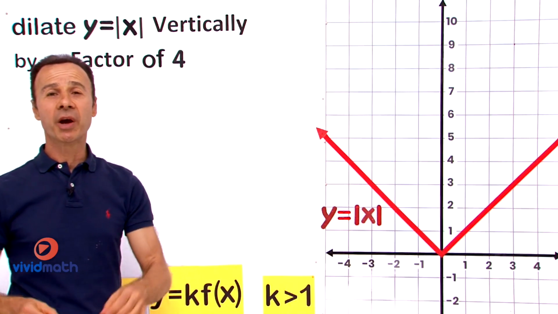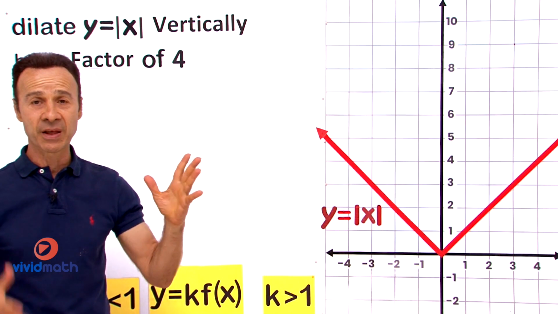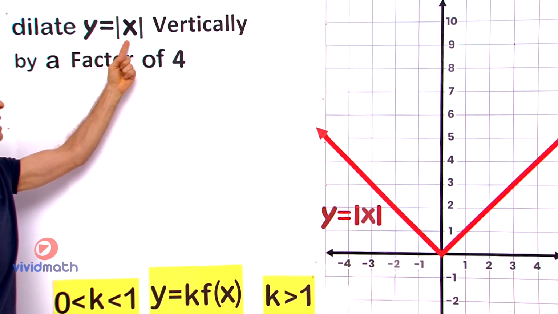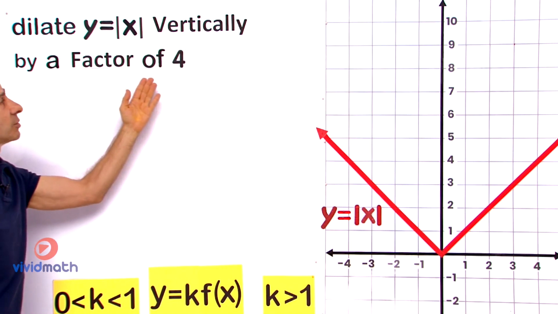Hi and welcome. We are going to dilate a function by a factor of 4. Now the function we're talking about is an absolute function. It's y equals the absolute value of x. We're going to dilate that vertically by the factor of 4.